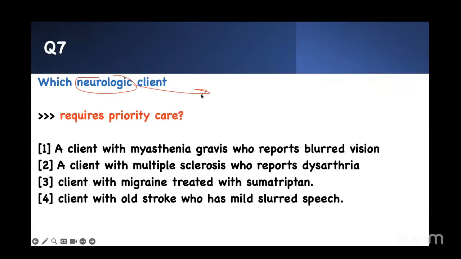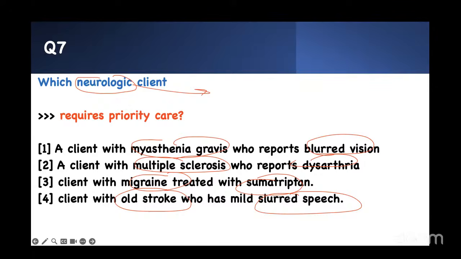There's a key word you have to know. Myasthenia gravis, they said I have blurred vision. Multiple sclerosis, dysarthria. Migraine patient being treated with sumatriptan. Old stroke, I have slurred speech. If you have to see any of them, who would you see first? Let me know. Put it down in the comment area, and let me know. Who do you want to see? What do you think? Arrange them and then figure out who is in trouble.